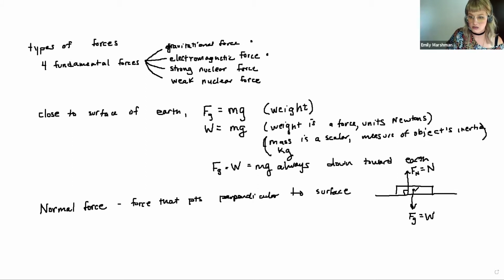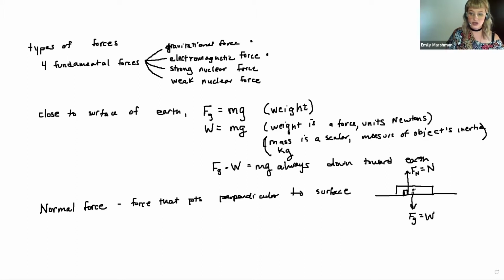So the sum of these two forces, one of them points up, that would be a positive force. The other one points down, that would be a negative force. If the book is not accelerating up or down and it's at rest, the normal force must be equal to the object's weight on a flat surface.